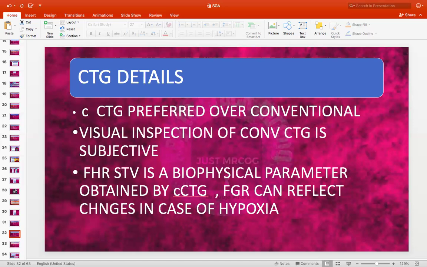FHR STV, short-term variation. Fetal heart rate short-term variation is a biophysical parameter obtained by computerized CTG. Here, this STV can reflect whether a baby who is FGR is having hypoxia, right? So this is the biophysical parameter. Any change in this can reflect that the FGR baby is having hypoxia.